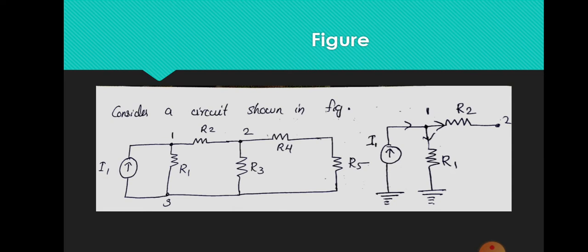The first node has 3 branches, the second node has 3 branches, okay. So here there are 3 nodes, but node 3 is taken as the reference node. So there will be 2 node equations, okay. Here this is an n-node circuit and there will be n-1 node equations. This is a 3-node circuit and there will be 2 node equations, okay. And also we know that if a circuit contains more current sources than voltage sources, then nodal analysis is used to solve that circuit.